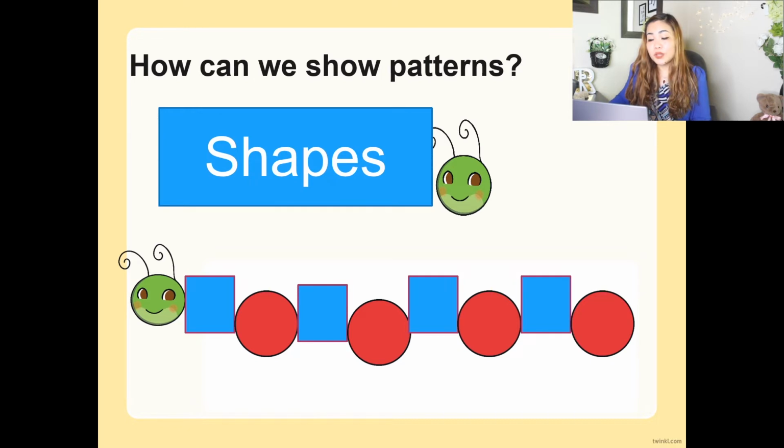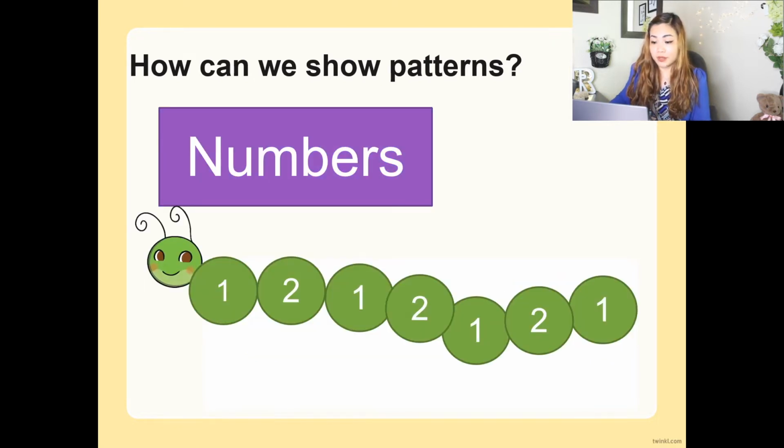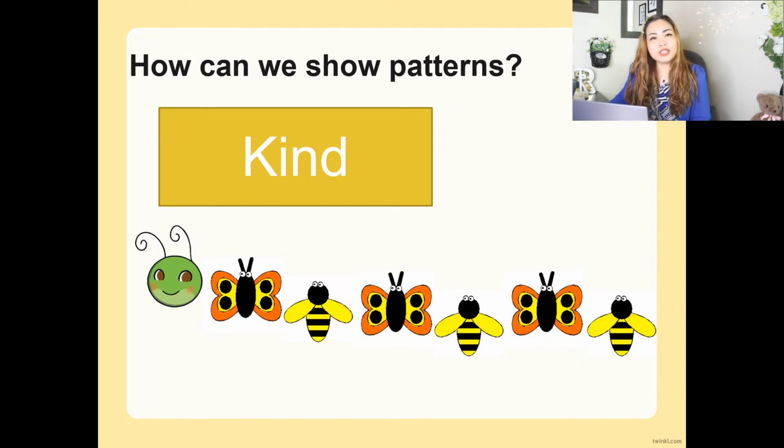Next, we can show patterns by having numbers, like 1, 2, 1, 2. We can also show patterns by having some letters. Next one. We can also show patterns by having different types or kinds. Just like on the screen, you can see I've chosen a butterfly and a bee. So I go like butterfly, bee, butterfly, bee, butterfly, bee. Okay?